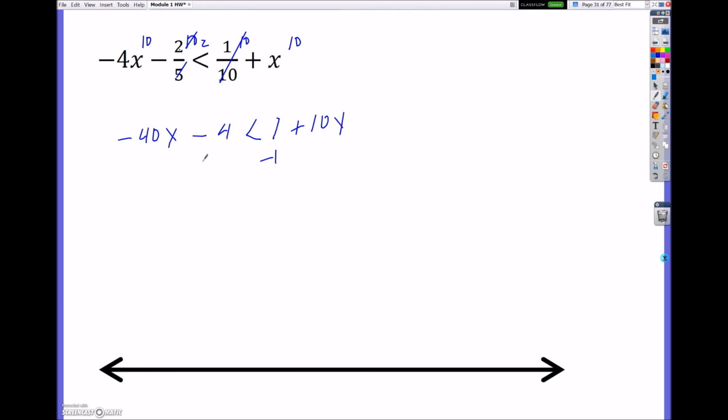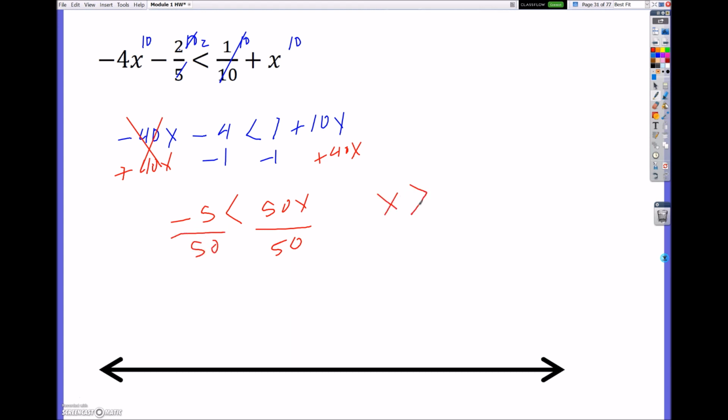I'm going to subtract 1 on both sides of the inequality, and I'm also going to add 40x to both sides of the inequality. This will cancel these, and I'll be left with negative 5 is less than 50x, and I'm going to divide both sides by 50 to get x is greater than negative 5 over 50, which reduces to x is greater than negative 1/10.